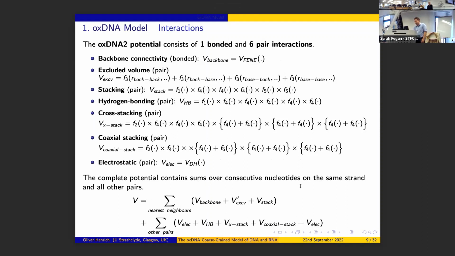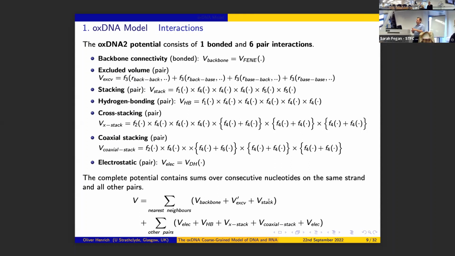If you just look first at the bottom of the page, you can distinguish between nearest neighbors on the same strand, and then all other pairs. Nearest neighbors on the same strand interact through a backbone interaction, then excluded volume and a stacking interaction. So the nucleotides stack. This is a very dominant interaction. oxDNA gets this also right. It is also energetically really dominant.